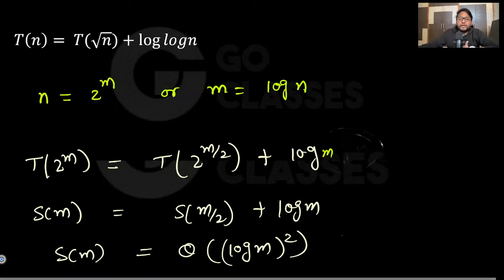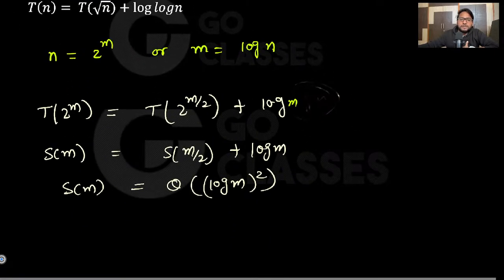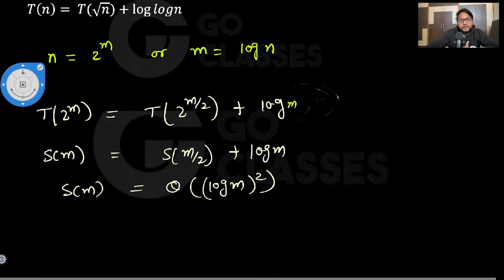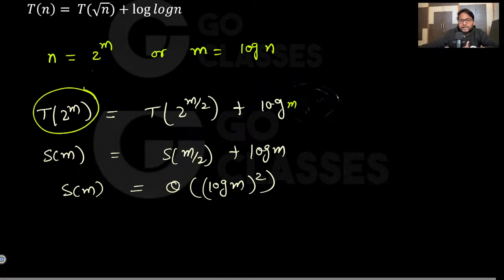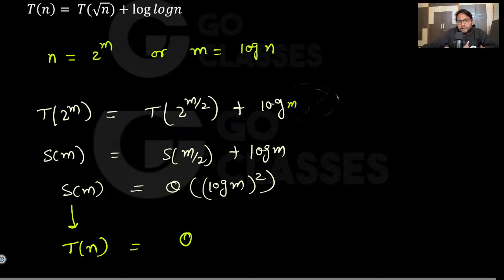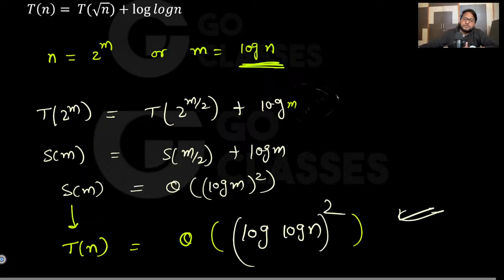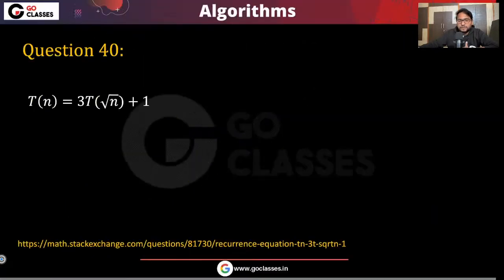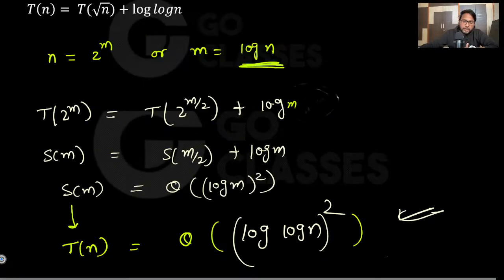Now can you tell me the final answer? This S of m is nothing but T of 2 power m, which is ultimately T of n. So this is actually T of n only. Then theta of log m whole square, and m is nothing but log n. So basically it is log of log n whole square. That's how easily you can solve this question. The answer is not written on the slide, the printed answer is not there, but that's the correct answer. Isn't it a very nice, neat and clean method?